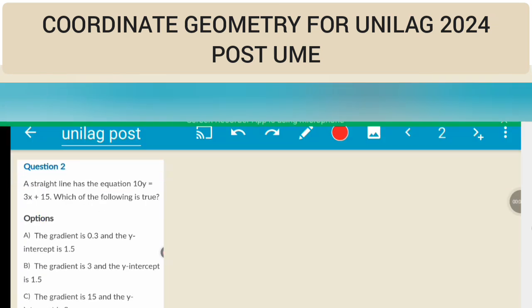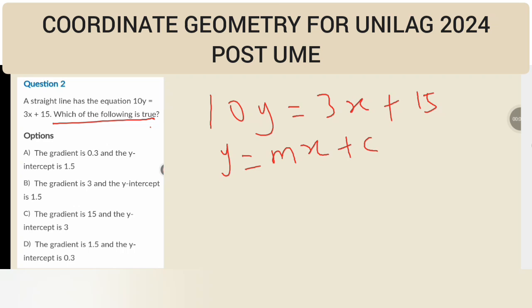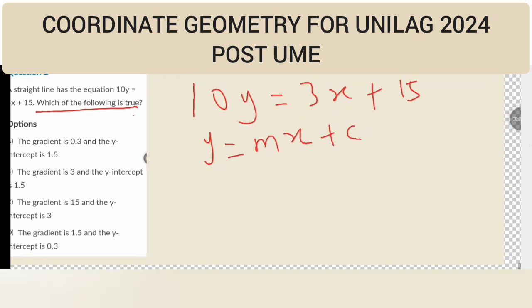So let's take the next question. For the second question, we are told that a straight line has the equation 10y equals 3x plus 15. Which of the following is true? So what you need to do is put the equation in the general form of a straight line. So you have 10y equals 3x plus 15. The general form of a straight line equation is y equals mx plus c. So you need to break down this equation to look like this one. So divide both sides by 10.